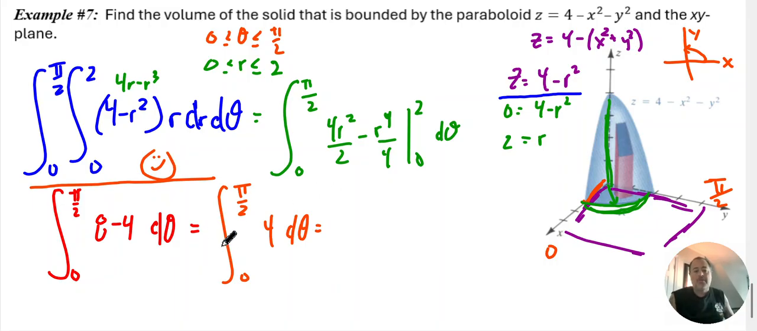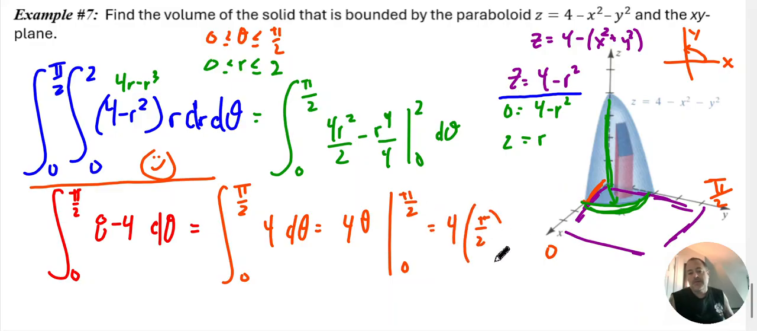So anyways, back to the problem. We subtract 8 minus 4, we get 4, and we're going to now integrate from 0 to pi over 2. So we're going to integrate 4, which is just 4 theta, from 0 to pi over 2. So all we have to do, friends, to finish this problem up is plug in pi over 2 to our theta. When we plug in 0, obviously it becomes 0. So our answer here is going to be a lovely, wonderful, magical number of 2 pi.